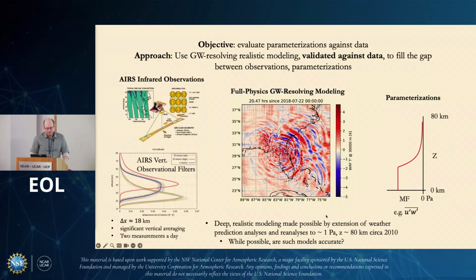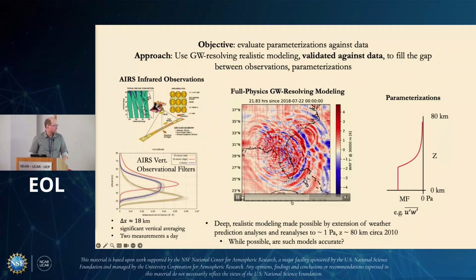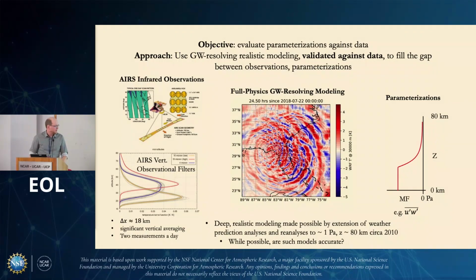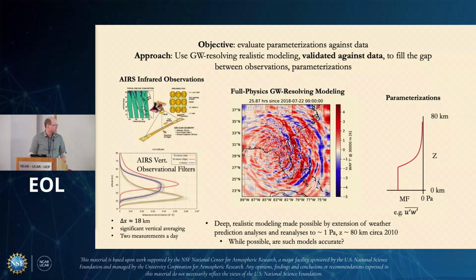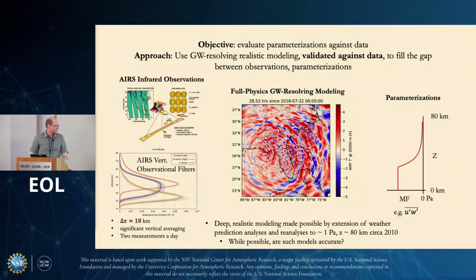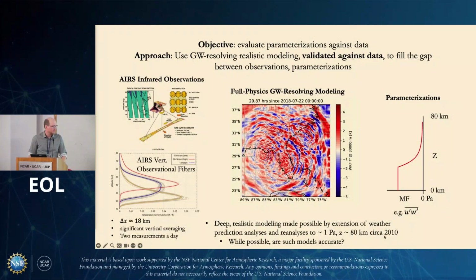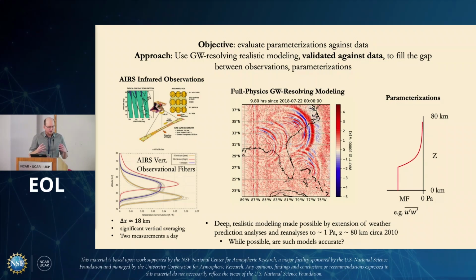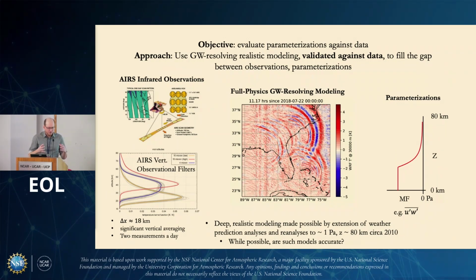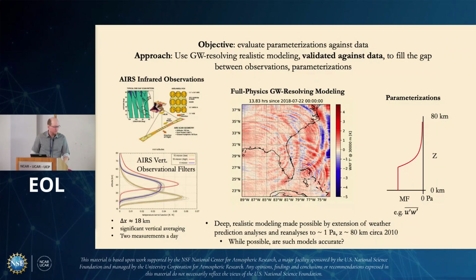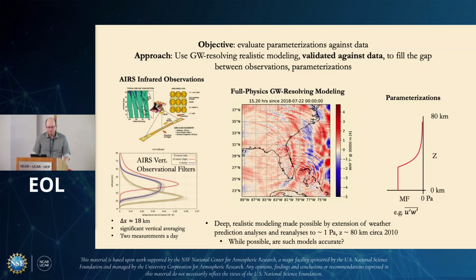And one thing I'll note here is that deep realistic modeling requires good boundary conditions. But good boundary conditions to a very high altitude is a relatively new development within atmospheric science. It's really about circa 2010 that weather prediction models and reanalyses were extended up to these altitudes that allow you to then force realistic cases. So why this is now possible, are these models accurate within the stratosphere and mesosphere?